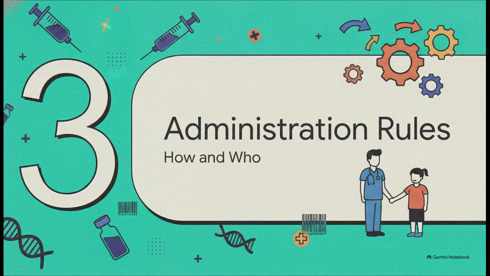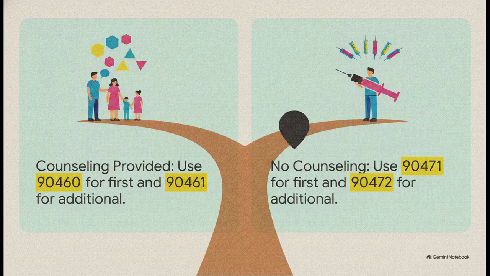All right, Section 3, Decoding Administration Rules. This is all about the how and who. Now, this is the absolute biggest fork in the road for pediatric coding. When it comes to giving the shot, you have to look at the provider's documentation and ask yourself, was counseling provided? If the physician or qualified healthcare professional provided counseling to the parent or patient under 19, you use a very specific set of codes. That's 90460 for the first component and 90461 for each additional component. Notice I emphasize the word component.